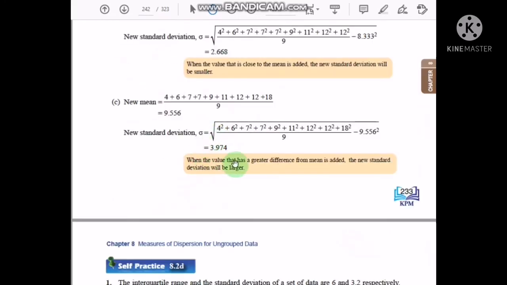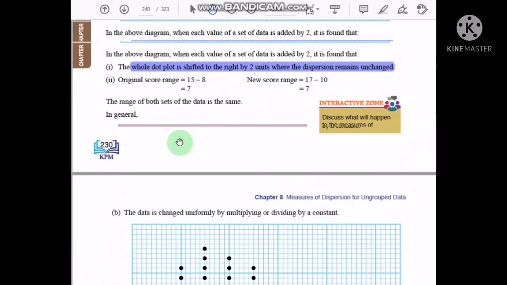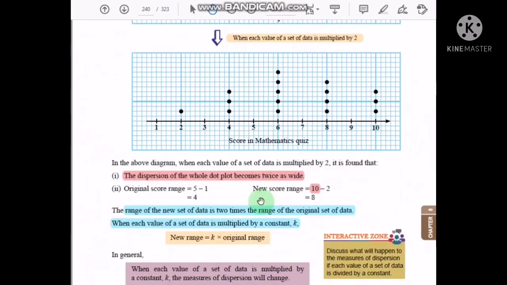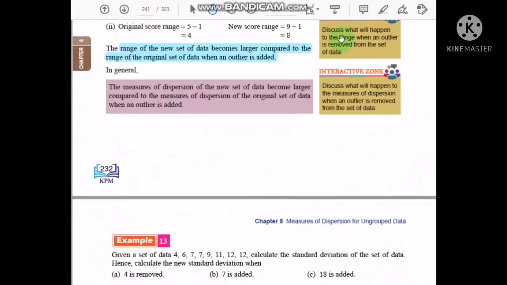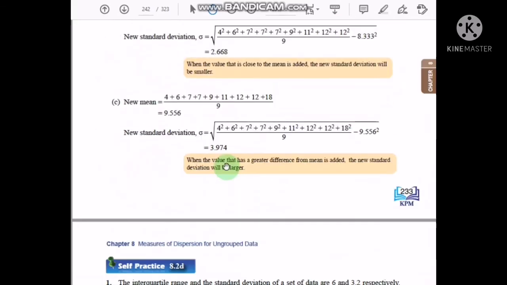So when a value that has a greater difference from the mean is added, the new standard deviation will be larger. So that is how the conclusion is created based on this, based on what you have learned earlier. Okay, alright, the next one. What else? Example 13 is done already.